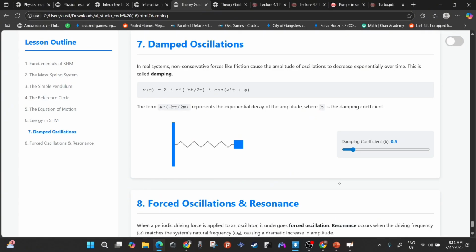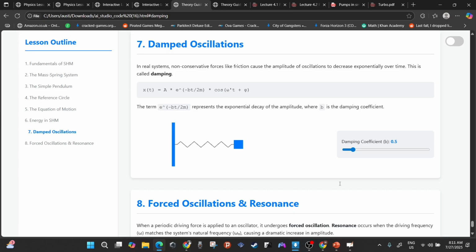But let's just leave the world the way it is and focus on the damping coefficient, right? So in a real world system, we get something like this, where the amplitude is multiplied by e to the negative bt over 2m. So b is what we want to focus on. It's the damping coefficient.